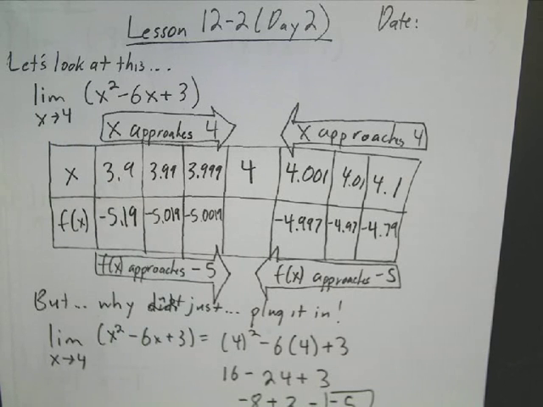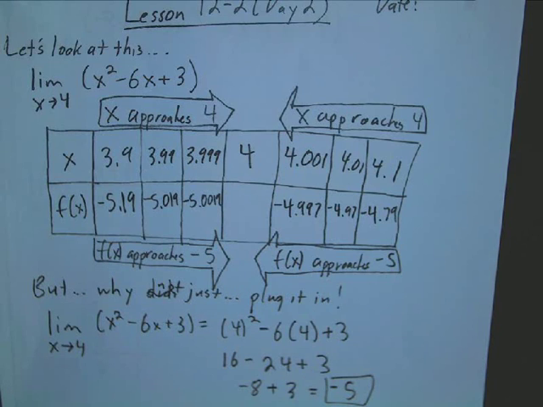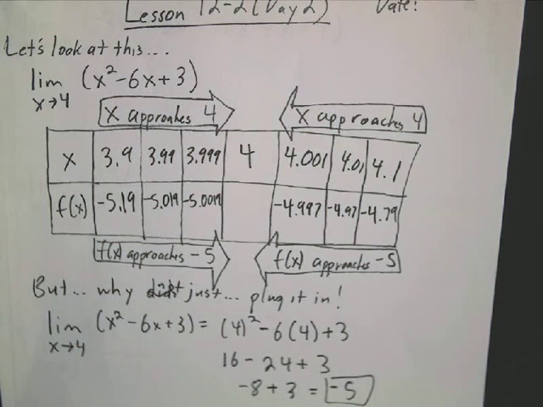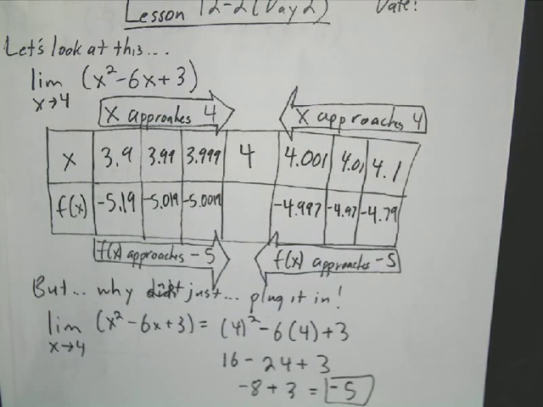So, let's look at lesson 12.2, day 2. If we look at this limit, as x approaches 4 of x squared minus 6x plus 3, we approach x equals 4 from both the left and the right. When we approach 4, what do we approach in f of x? Negative 5, right? It looks like both sides get closer and closer to negative 5.